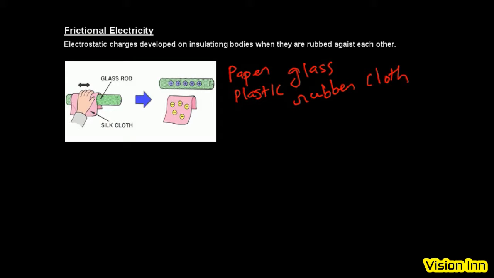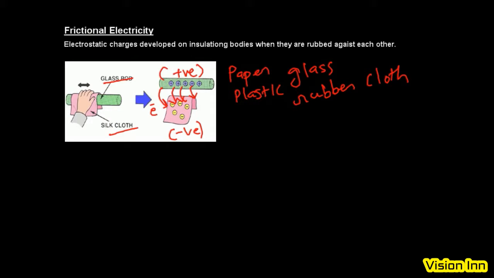Now, when there are two insulating bodies which are rubbed against each other, what will happen? Currently, we have in this example a glass rod and silk cloth. These two are rubbed against each other. What will happen? There will be electron transfer from the glass rod to the silk cloth. So the glass rod will have a positive charge and the silk cloth will get a negative charge.